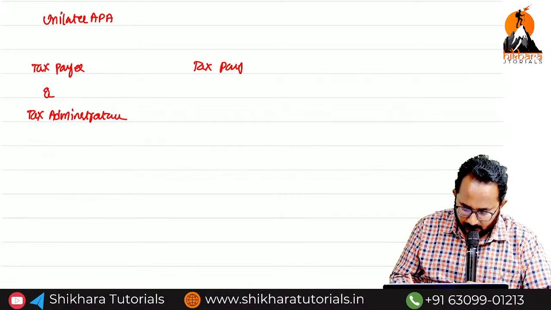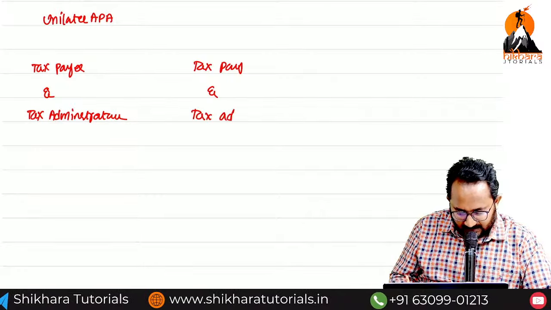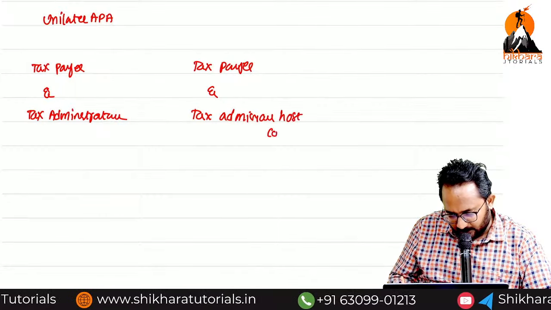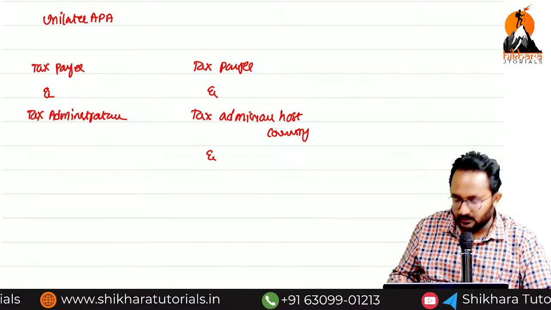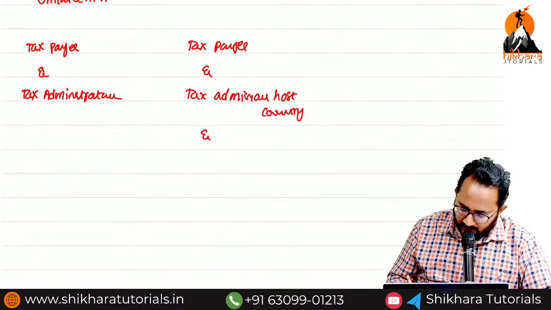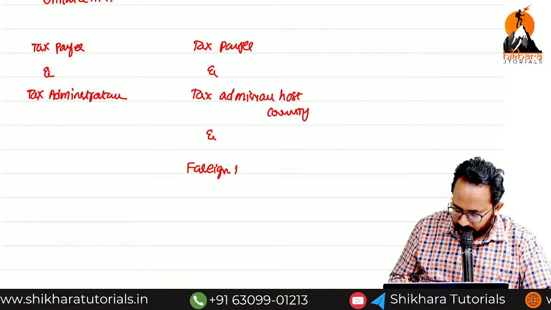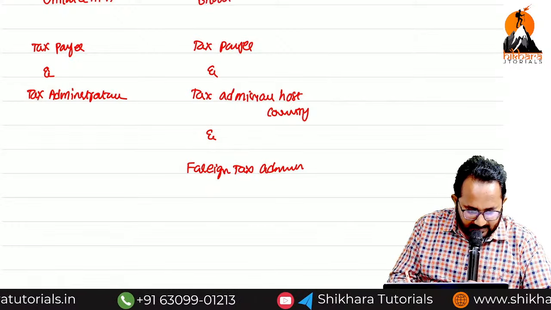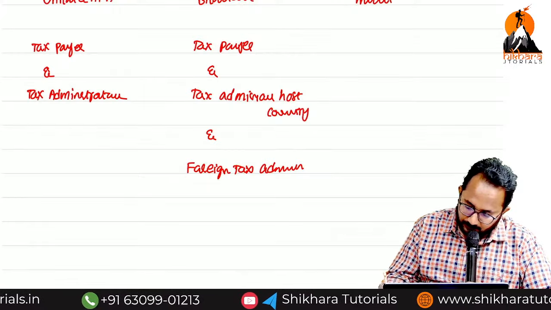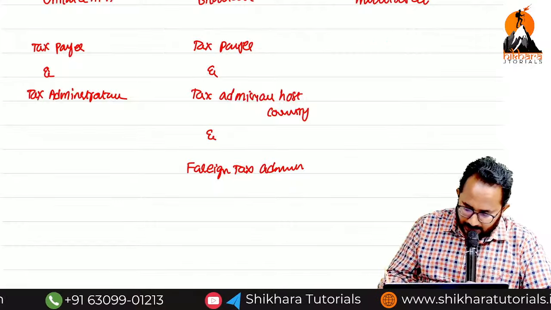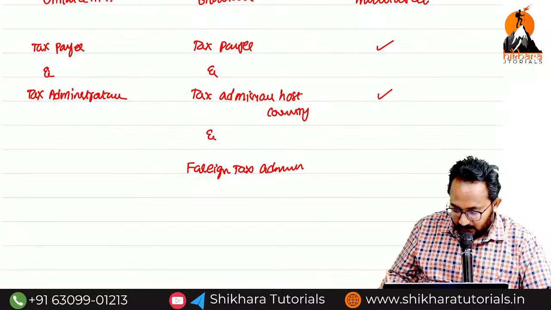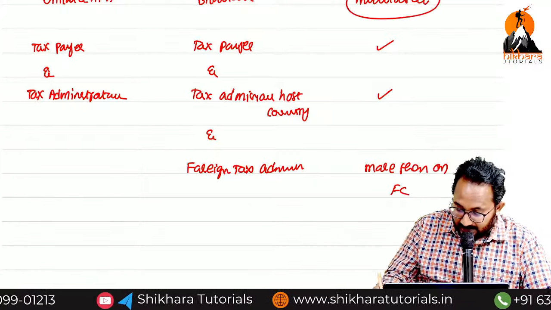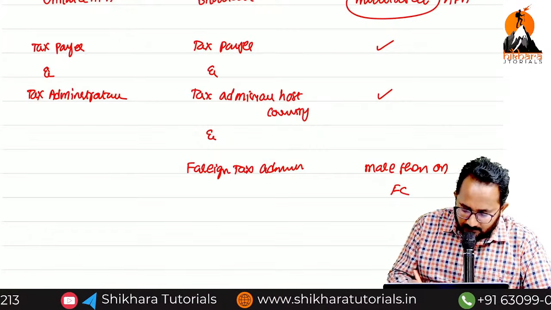Taxpayer, tax administration of host country. Can you tell me host country means? India. If the taxpayer and a foreign tax administration, example USA, entered, it is called a bilateral APA. And we have a multilateral also. So here taxpayer and host country with more than one foreign country, that is multilateral APA. So now they are trying to ask the same thing, but they failed to ask.